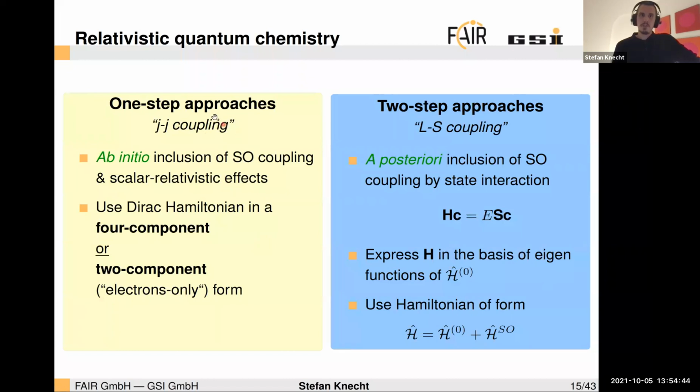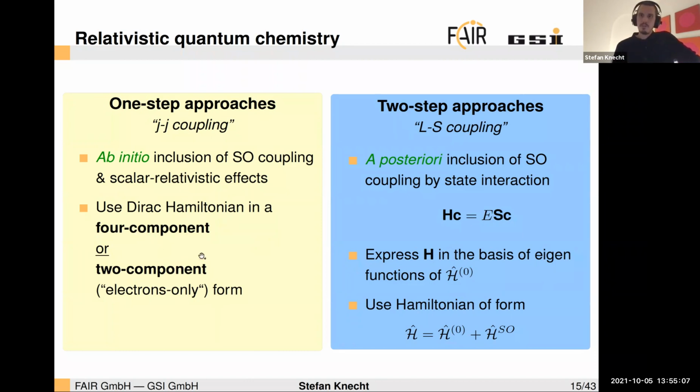And one are the so-called one-step approaches, and the other one the two-step approaches. And what's the difference? In the one-step approach, we include spin-orbit coupling and scalar relativistic effects right from the start. So that means we base our approach on either the Dirac Hamiltonian in a 4-component form, or in a 2-component, so that is sort of an electrons-only form.